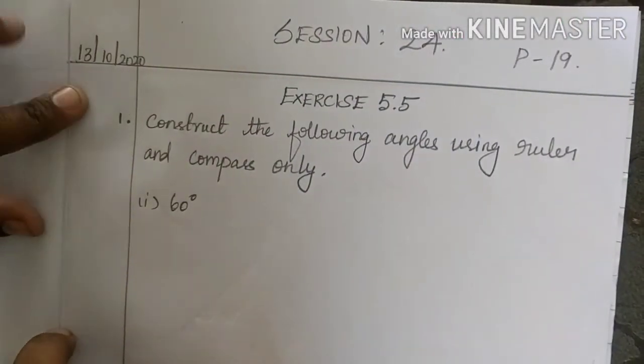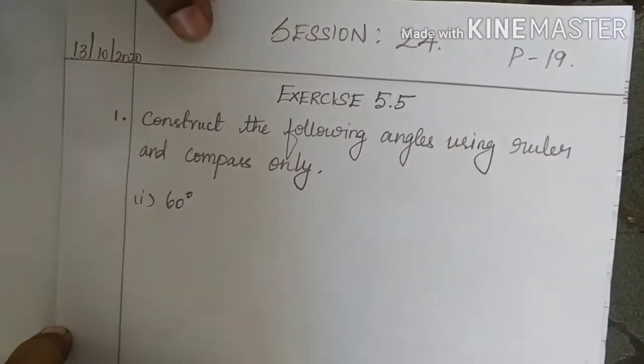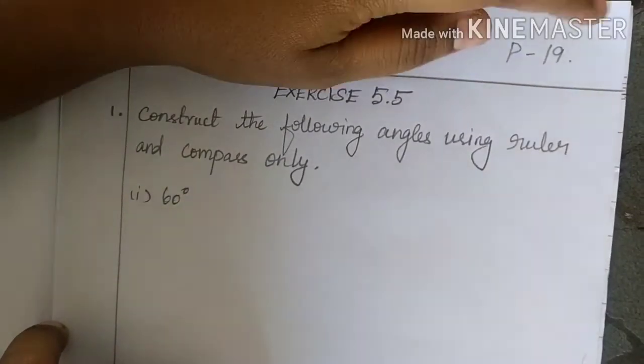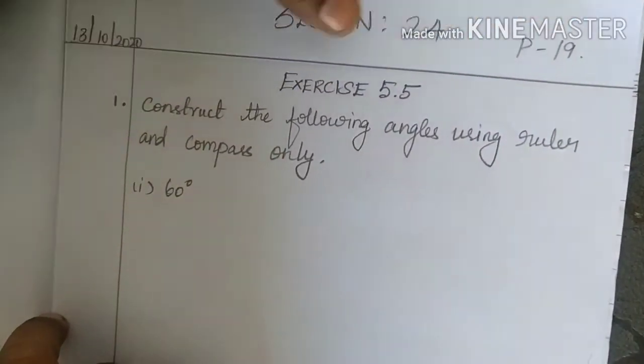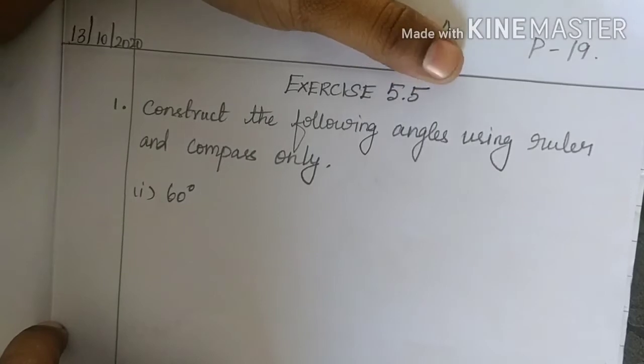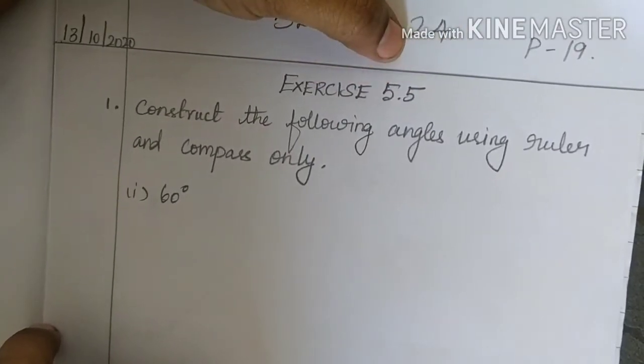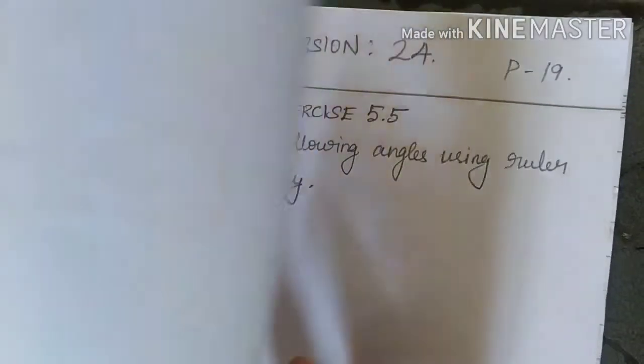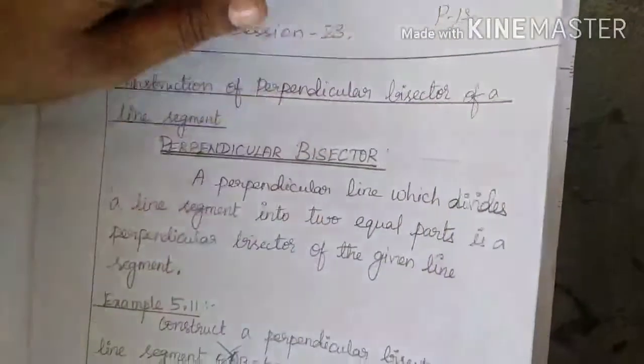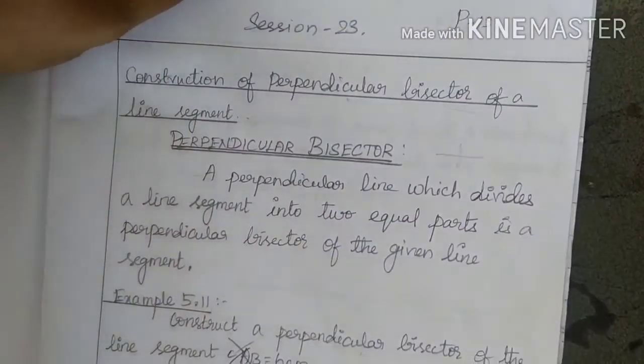Children, now we are coming to the Session 24 class. Put today's date and you can start to write. This is page number 19. Before starting exercise number 5.5, I am going to recall the previous class. In the previous class we completed exercise number 5.3 as well as 5.4.